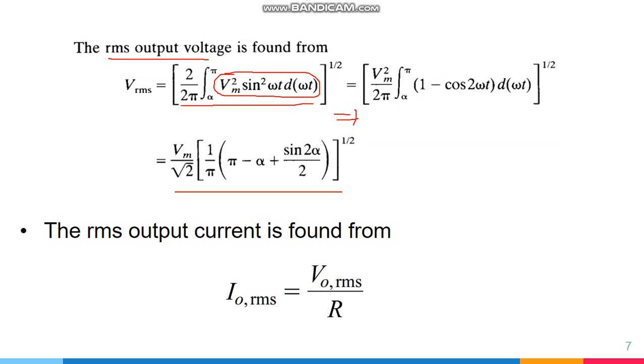And correspondingly, once we have determined this RMS value, we can calculate the output current as well. I naught RMS is equal to V naught RMS over resistance.